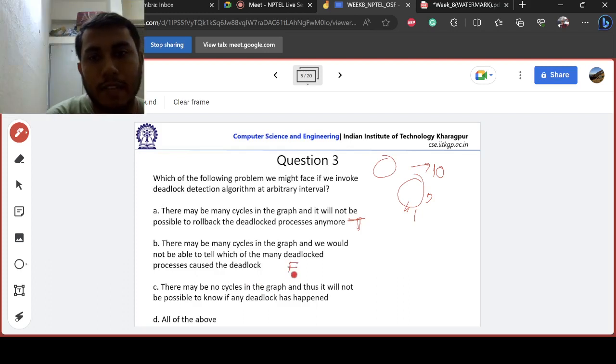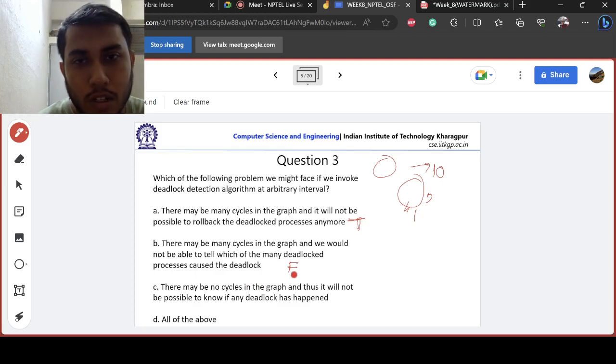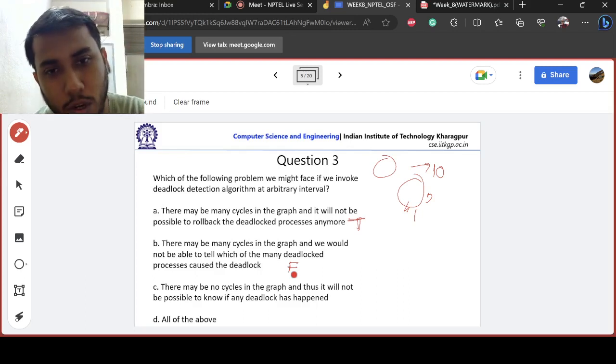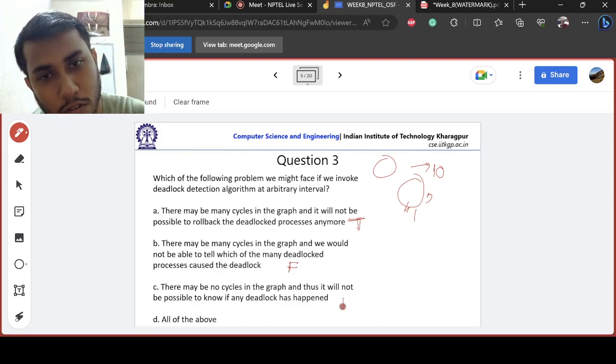There may be no cycles in the graph, and thus it will not be possible to know if any deadlock has happened or not. There should be some cycle in the graph, and if there is no cycle in the graph, then it will always be no deadlock. So this one is false. So the correct one is option A.